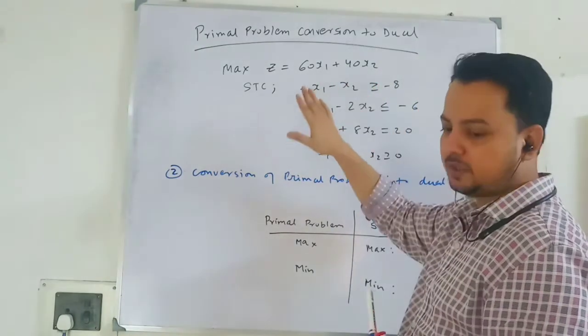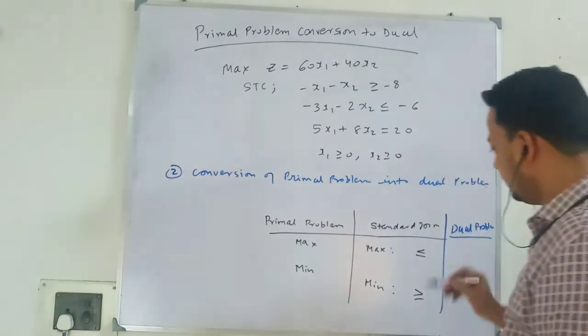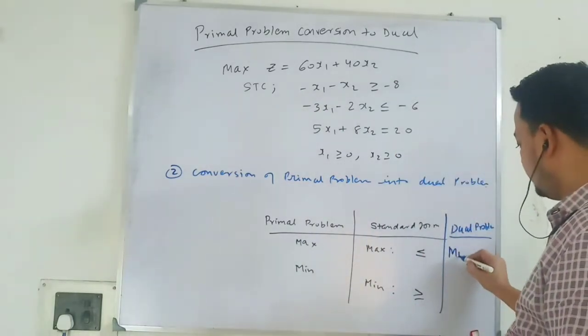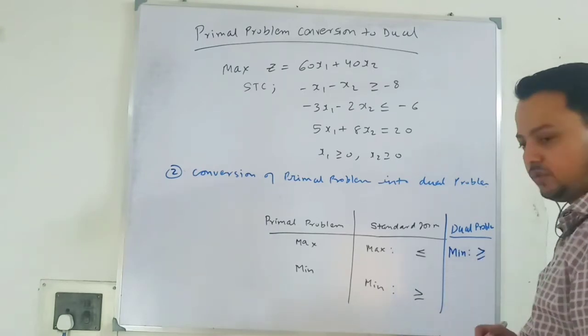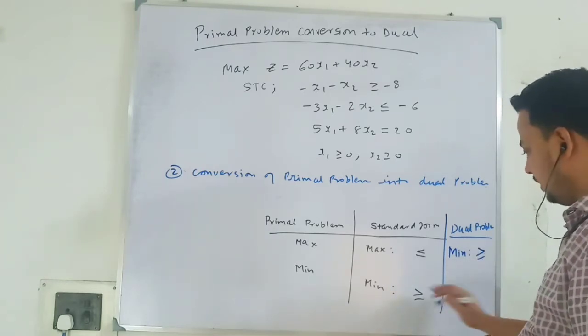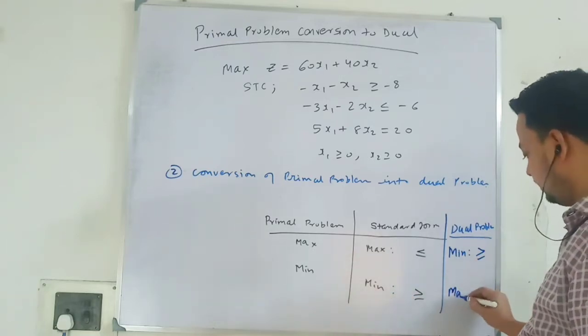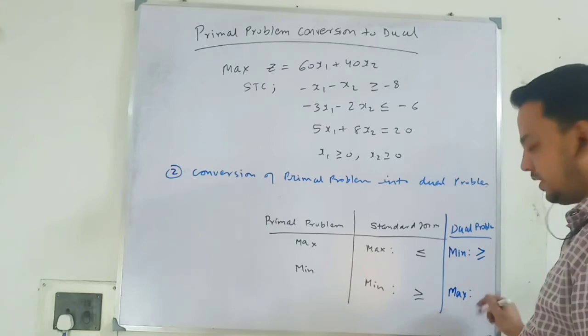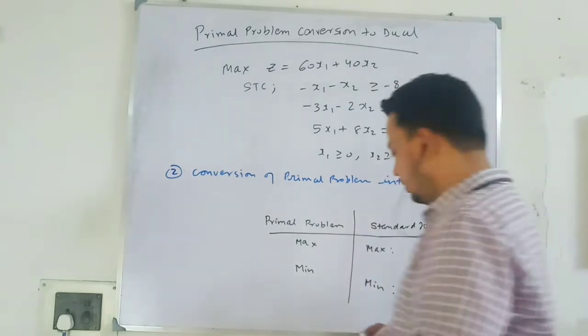If you have maximization of profit, the dual will be minimization of cost. In case of minimization, the constraints have a greater than or equal to sign. If you have minimization, the dual problem will be maximization. In case of maximization, you will have constraints with a less than or equal to sign. So this we have to do.